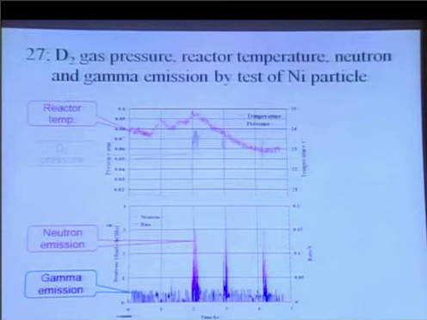You can see the bottom graph. Very strong neutron generation and gamma emission occurred. This is the gamma emission, and this is neutron. I put this at 10 millisieverts per hour.